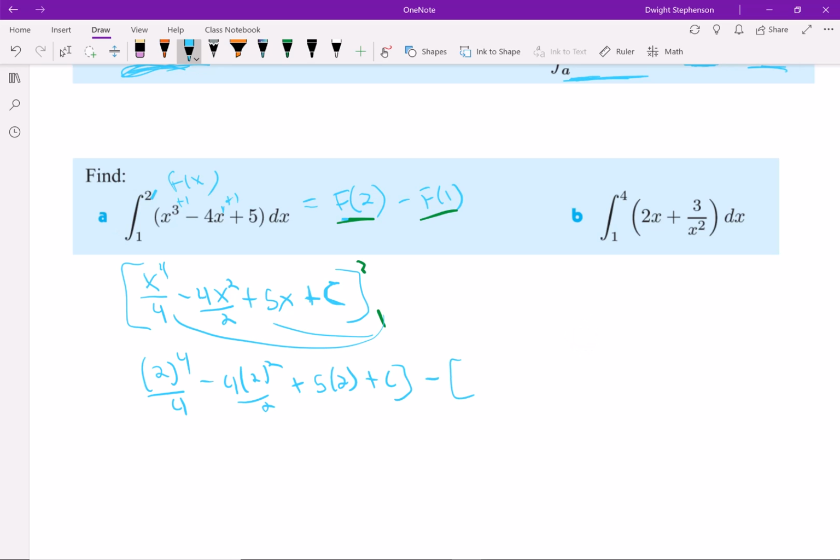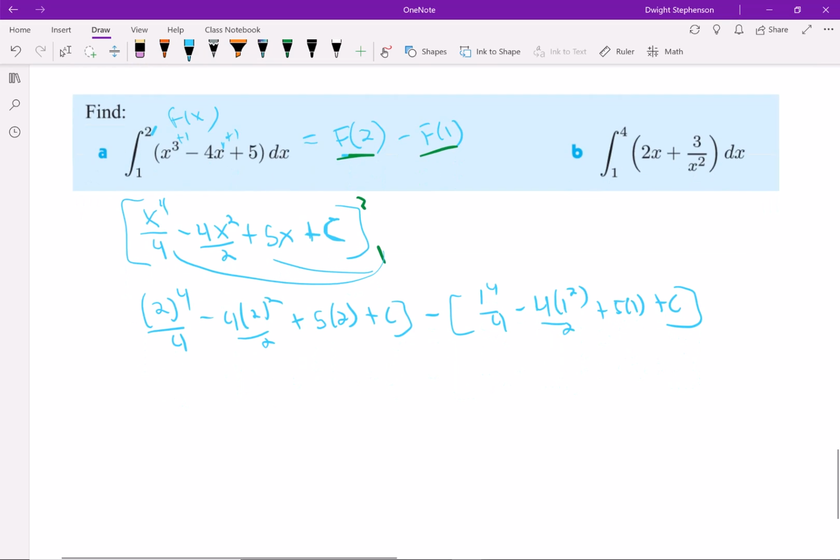Now we're plugging in this 1 everywhere, so we get 1 to the 4th over 4 minus 4 times 1 squared over 2 plus 5 times 1 plus c, right? And then we go in and simplify all this stuff. 2 to the 4th is 16 over 4 is 4. 2 squared is 4. These actually just cancel, make 2. So 4 times 2 is negative 8.